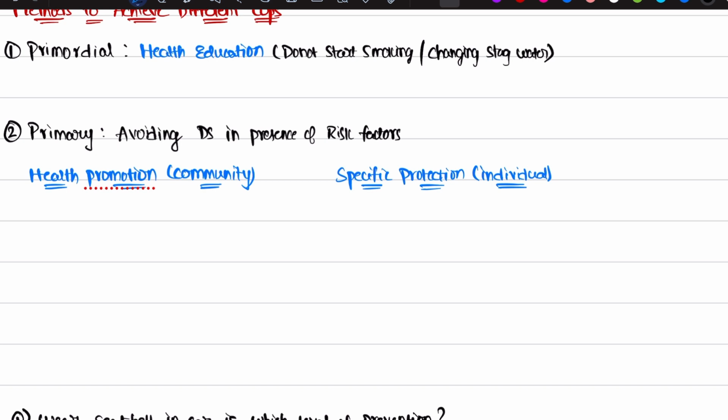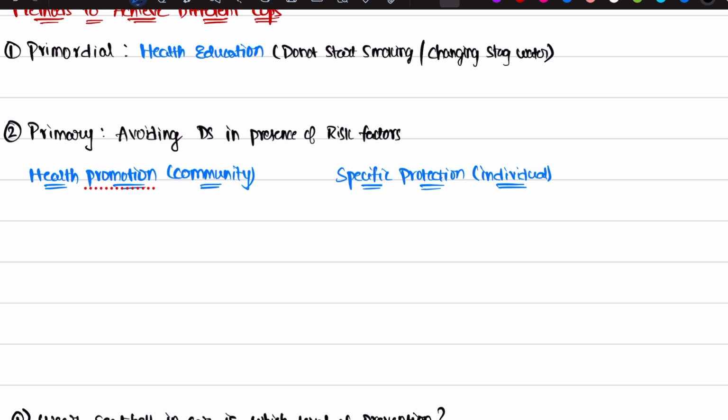In specific protection, if you use a helmet, use a seat belt, or get vaccinated, you are going to benefit and prevent the disease. You already have the risk factor, but you are going to prevent the disease anyway. If you give a pregnant lady iron folic acid tablets, all these examples come under specific protection. That is, I am benefiting my own health. So this comes under specific protection.